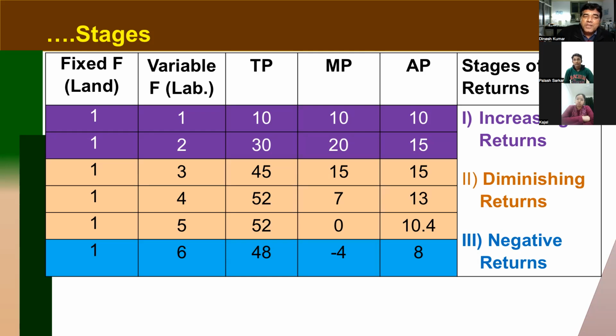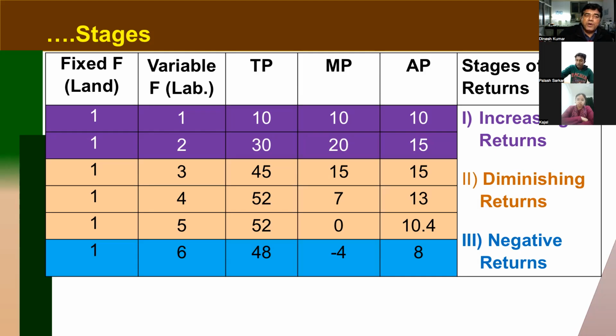So the proportion is different. You can see the proportion of fixed and variable factor is different, and the output is also different. The proportion of fixed and variable factor is 1:1, 1:2, 1:3, 1:4, 1:5, 1:6. This is the ratio of fixed factor and variable factor. So that is why it is called the law of variable proportion. The proportion of the two inputs, fixed input and variable input, are different, and their marginal return is also different.